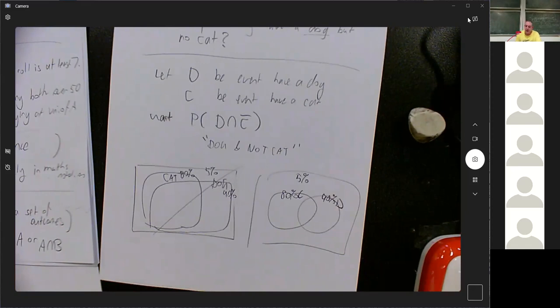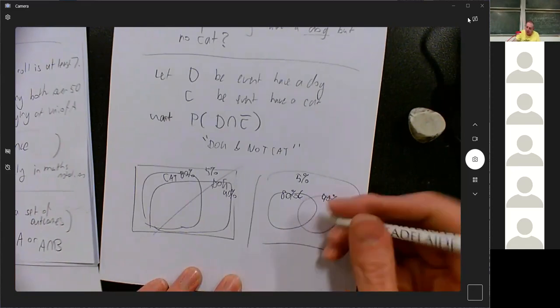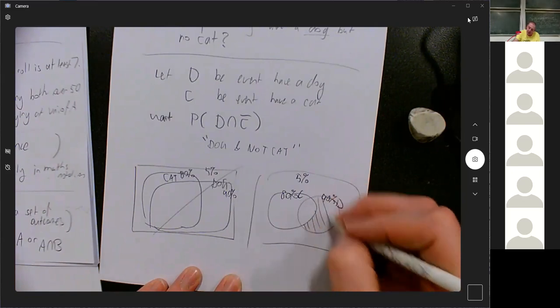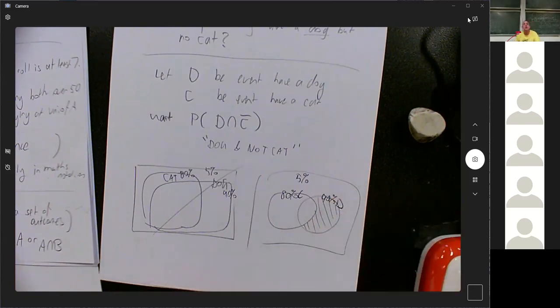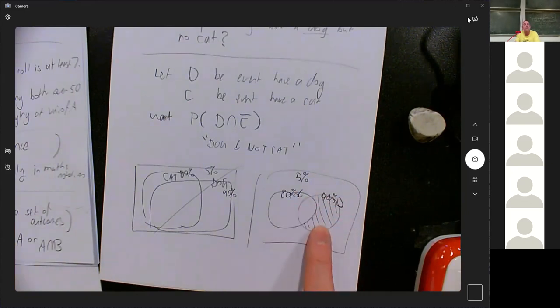And I'm interested in having a dog, which is this bit, but not having a cat. That's this bit here. That's the bit I want. Inside the dogs, but outside the cats. That's the bit I want. Okay. What do you reckon? There are at least 5 ways to do this.